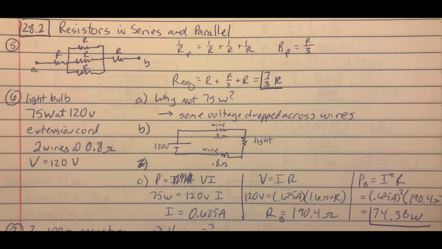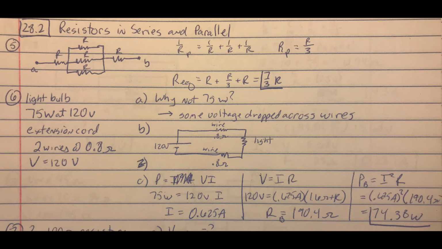On number 6, you're looking at a light bulb plugged into an extension cord, and the two wires have individual resistance also. So the bulb doesn't get the full 75 watts because some of the power is dissipated across the wires. For part B, when we redraw the circuit, we would draw those two wires as two small resistors, each of 0.8 ohms, that would then be in series with the light. So you have three resistors in series that you can combine to find the total resistance.